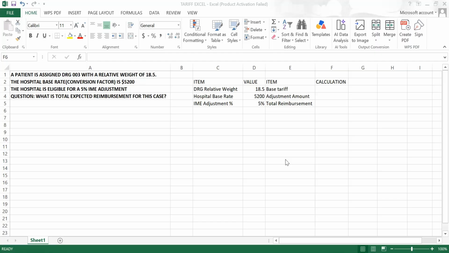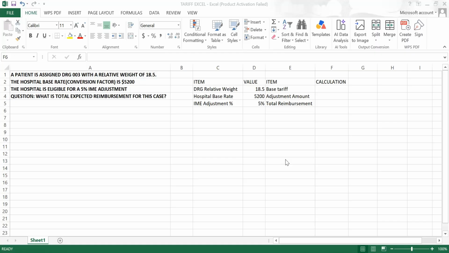Now we are looking at a DRG-based reimbursement calculation. This is how hospitals actually get paid under a diagnosis-related group system, and specifically how add-on adjustments like IME can affect what a hospital collects for a single case. Let's walk through it.